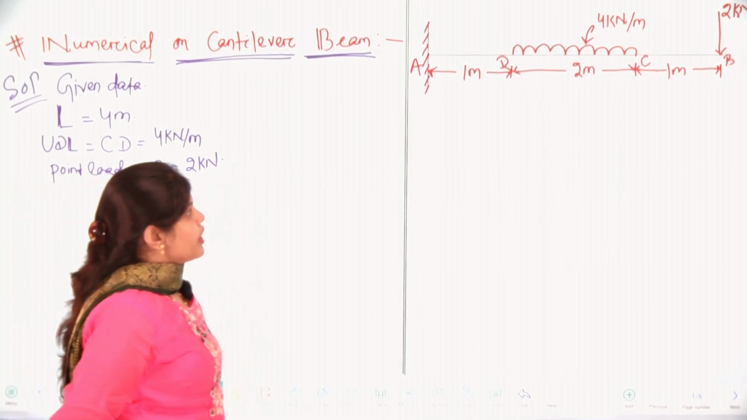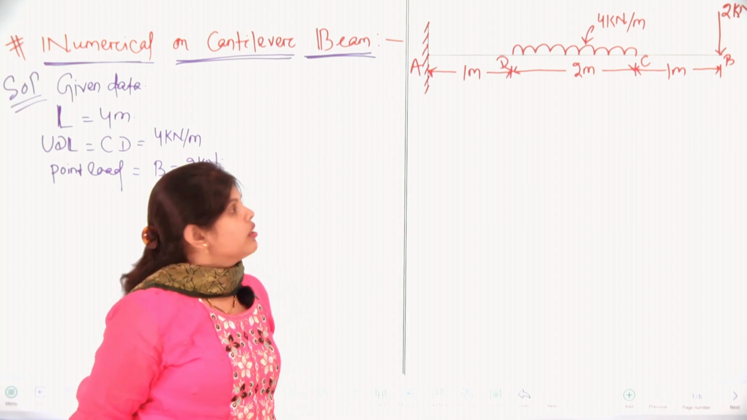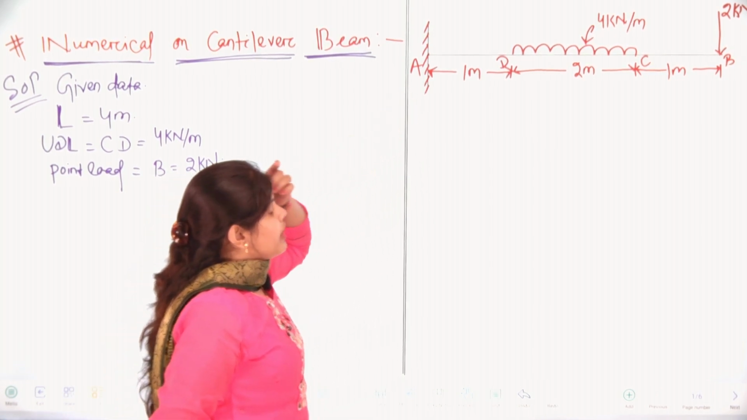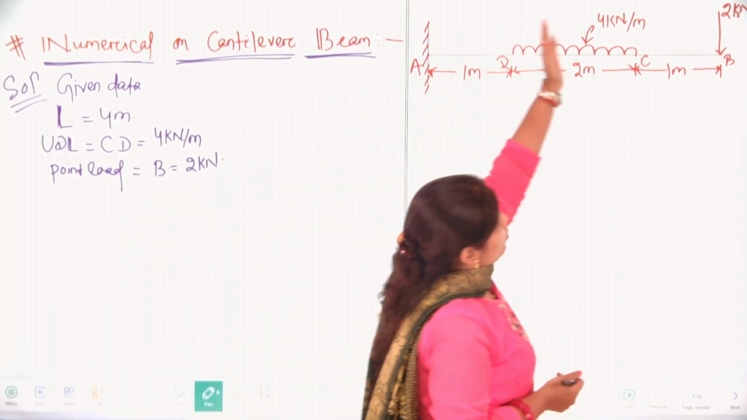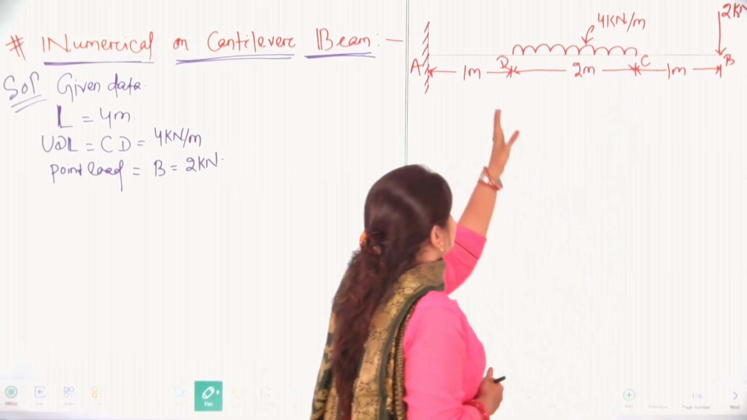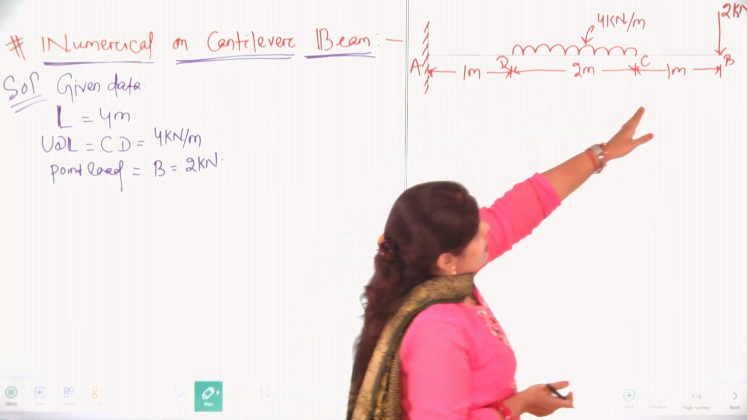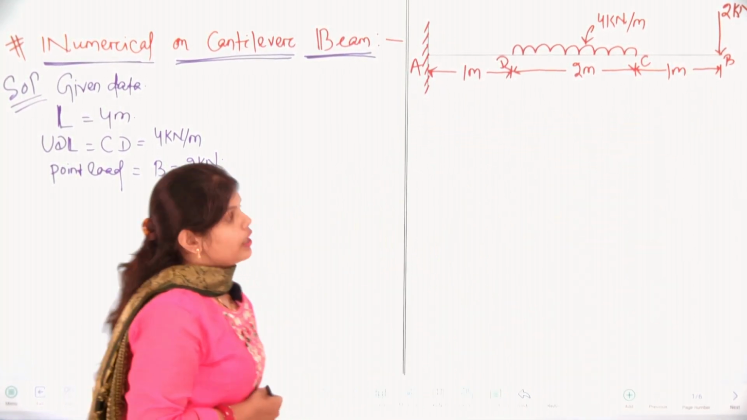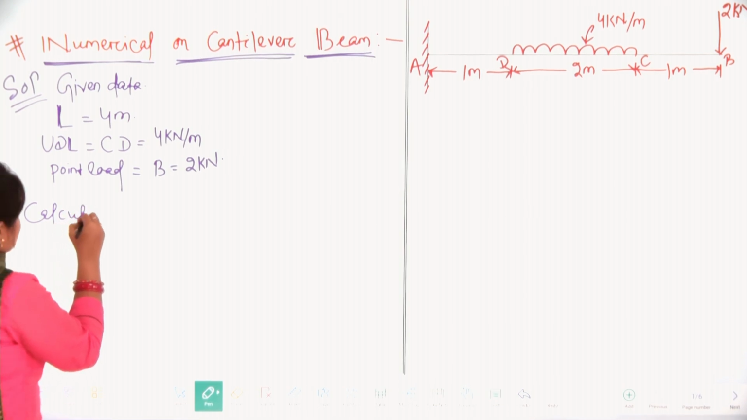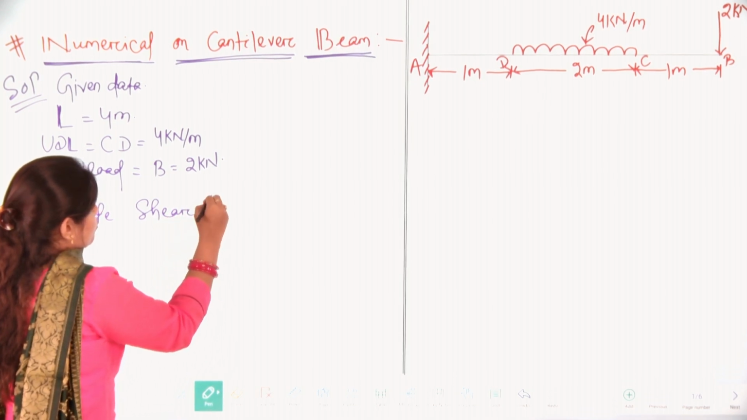First, we need to choose from which end we will start the numerical. Remember, if we have a cantilever beam, we always start from the opposite end of the fixed support. Here at point A we have the fixed support, so we will always solve from point B. Let us first calculate shear force.